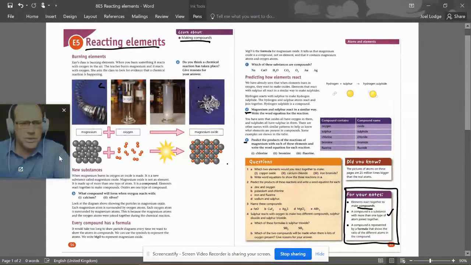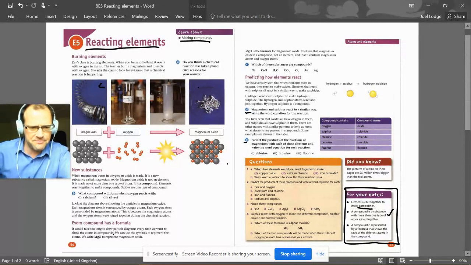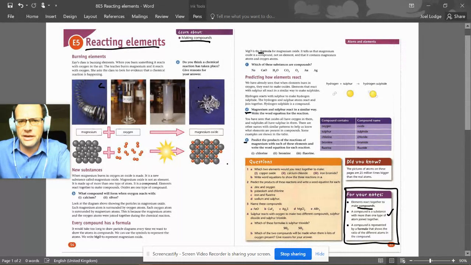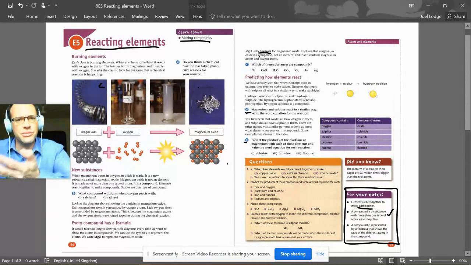So formula was up here somewhere. Where was it? Formula, yeah. MgO is the formula for magnesium oxide. It tells us that magnesium oxide is a compound, not an element, and that it contains magnesium atoms and oxygen atoms. So there's what a formula is. I want you to write down that as well. So a compound is represented by a formula that shows the ratio of different atoms in the compound.